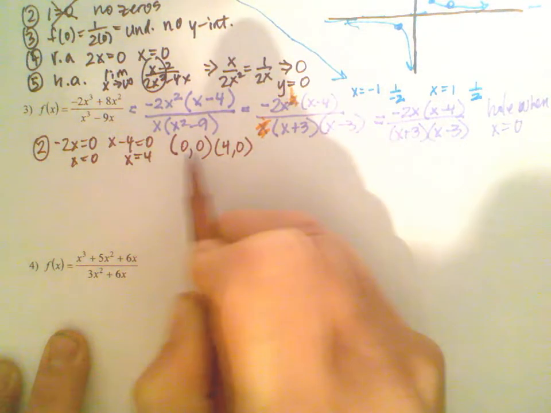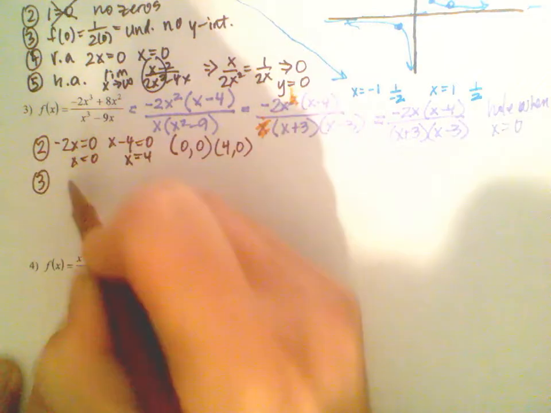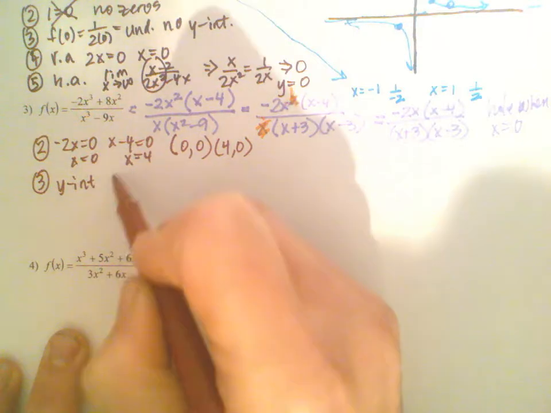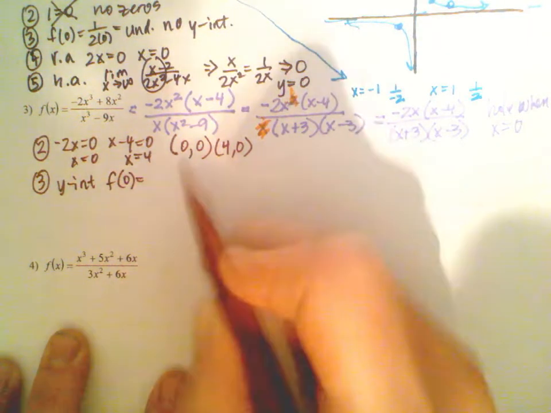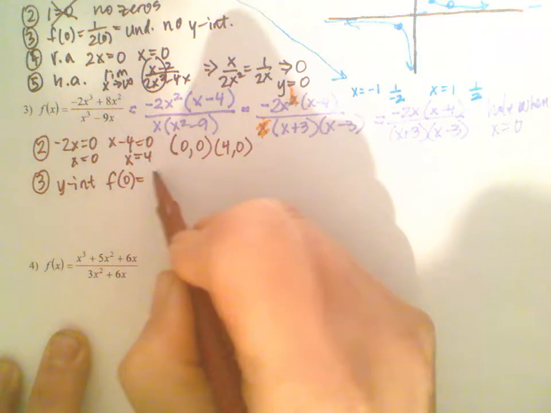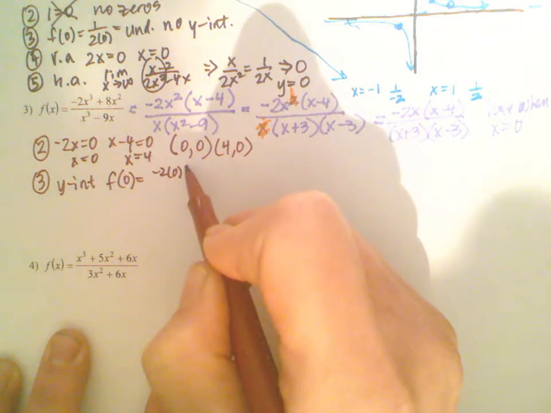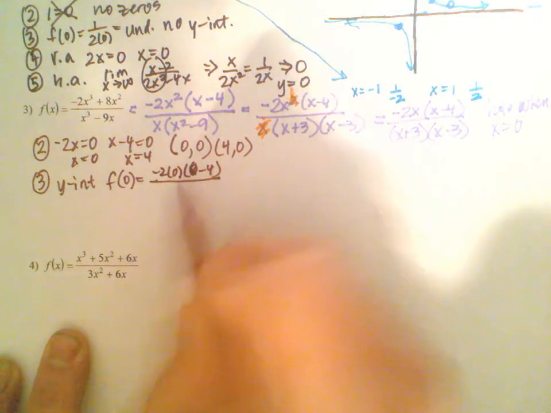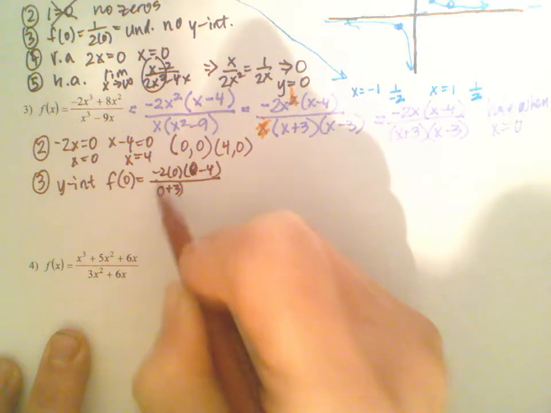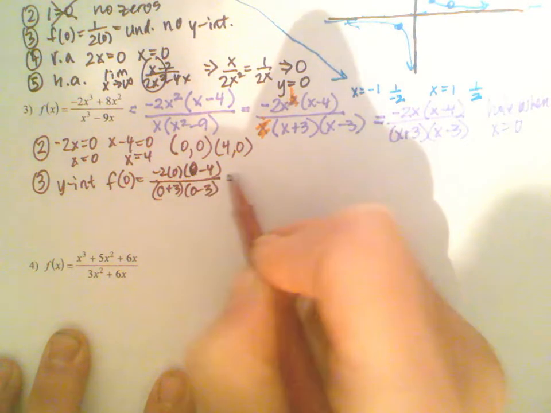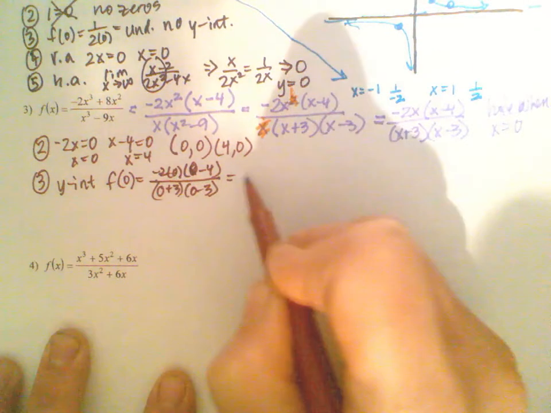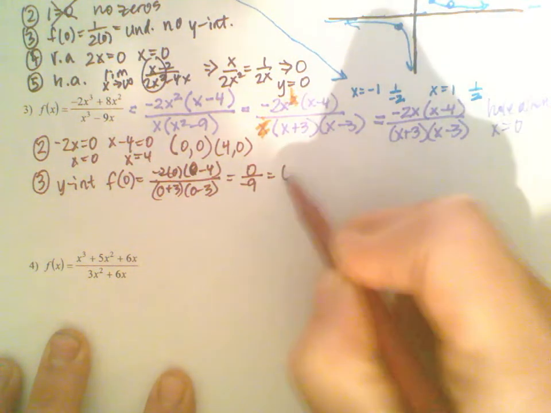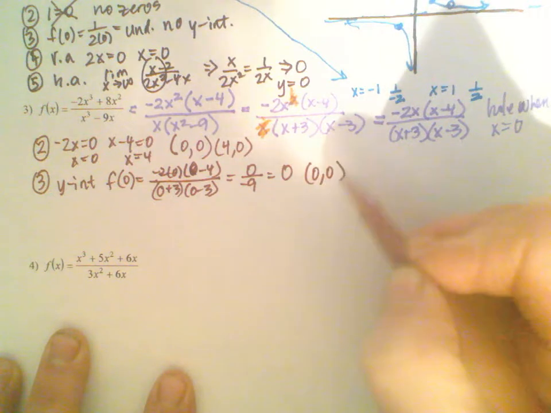Because I have a 0 at 0, 0, that means probably my y-intercept is also at 0, 0. Not probably, it is. But we'll just do it anyways. Remember, the y-intercept is f of 0, so I put 0 in for all the x's, so I get negative 2 times 0 times 0 minus 4 over 0 plus 3, 0 minus 3. Because that 0 is in there, that's going to zero out the whole top, but the bottom will be negative 9, which is 0. And so I have a y-intercept at 0, 0 as well.